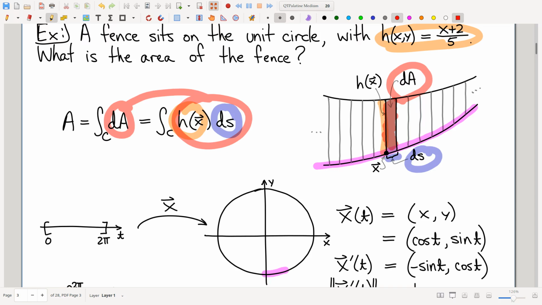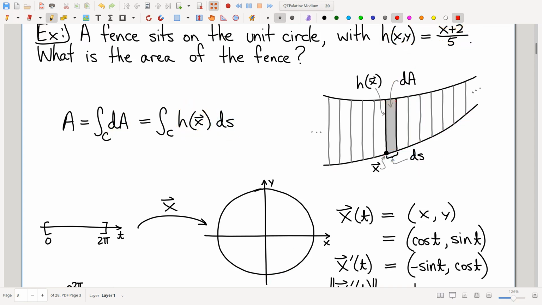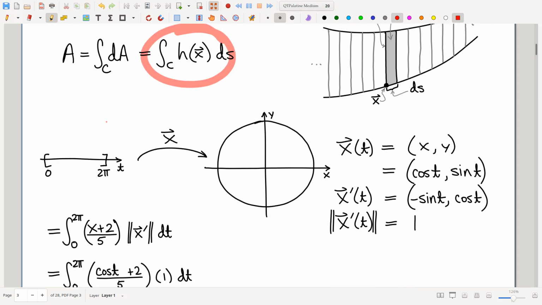Okay, so we've written down what you might call phase 1 of the calculation. We've written down a, in this case, scalar line integral, aka a Riemann sum, to represent our application. The next thing I need to do is turn this into a single variable integral that I can actually get my hands on. And so here's where the parameterization comes in.